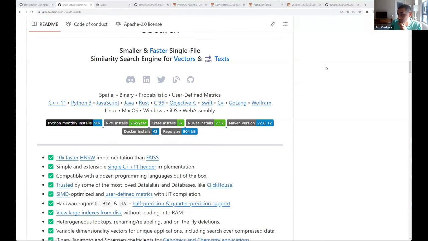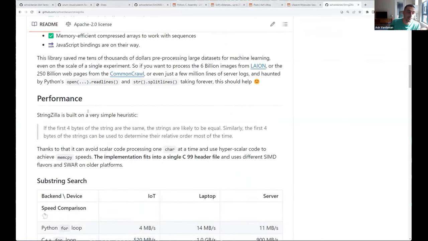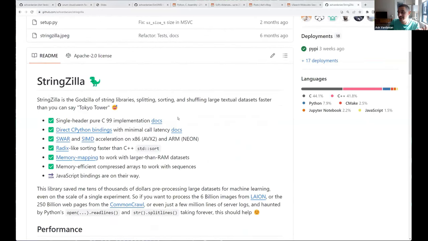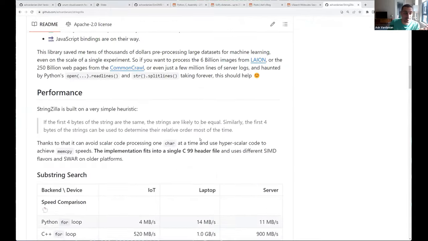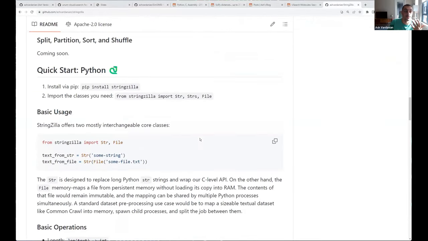Jim, the question is, please describe how we might use your code. Oh, it's super simple. For every library that I have, you can just pip install it from PyPI, if Python is your preferred programming language. You can pip install USearch to use our vector search library. If you work with large textual data sets, you can pip install Stringzilla, and in that case, you'll be able to parse textual data sets much, much faster.